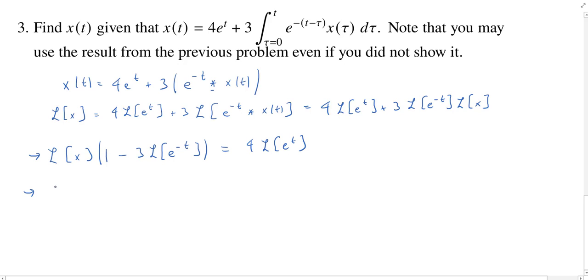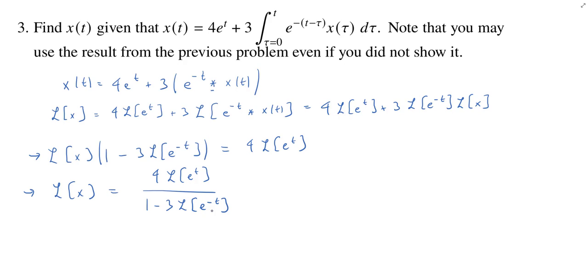Okay, I can now divide and solve now for L of x. So L of x will be 4 times the Laplace of e to the t over 1 minus 3 times the Laplace of e to the negative t. Okay, and in class we did a more general version of solving the Volterra integral equation, and this is what it looked like. Now, we actually know from our table what the Laplace transform of e to the t and e to the negative t are, so we can go a little bit further here.